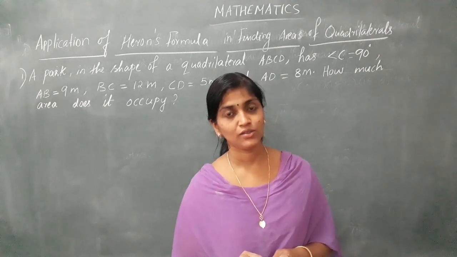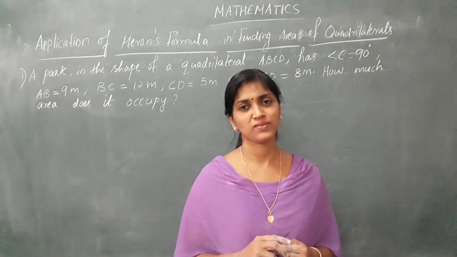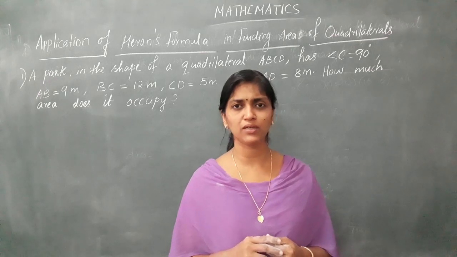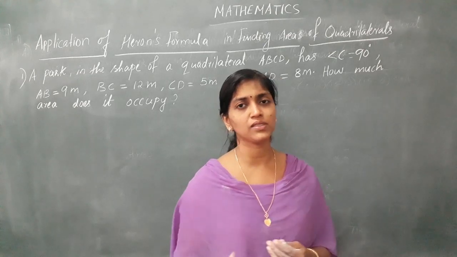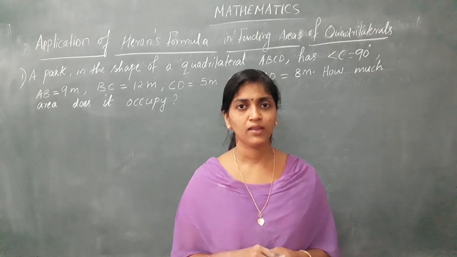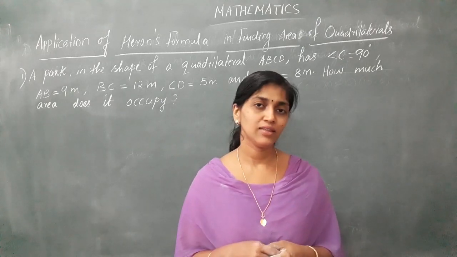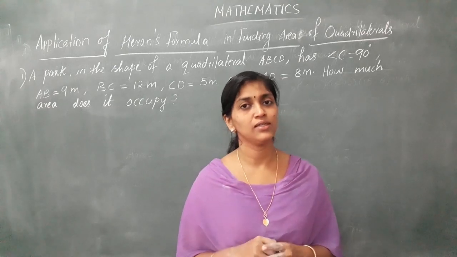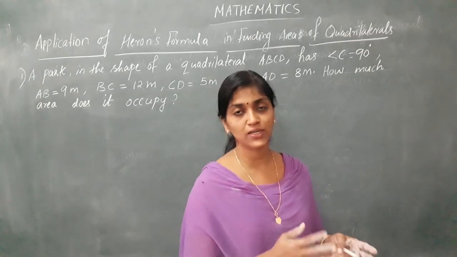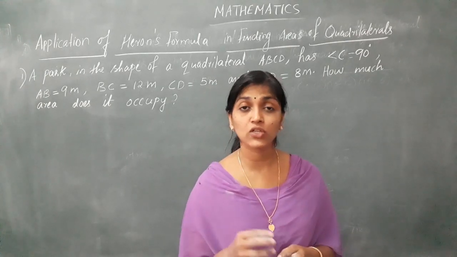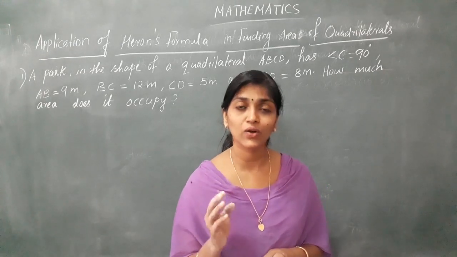Okay. So we'll start today's section. Sit properly. We'll begin our section. We do not have much more to study in this chapter. We have only one topic, that is Heron's formula. We have seen some problems in the previous sessions where we used Heron's formula to find the area of a triangle. In this chapter we have only two sections. One is finding the area of a triangle using Heron's formula, and the second part is the application of Heron's formula, that is finding the area of a quadrilateral using Heron's formula.